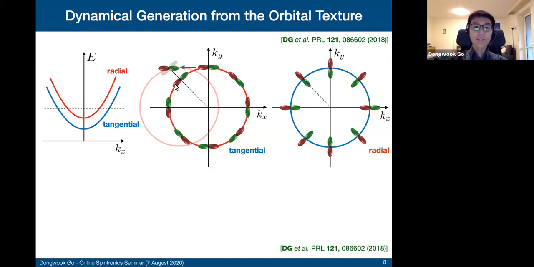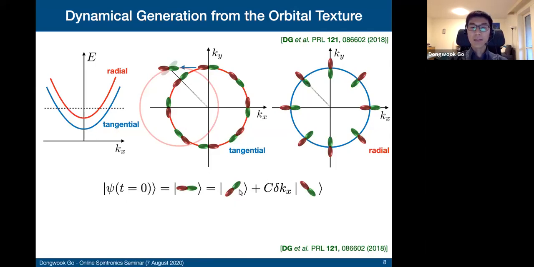eigenaxis. So in equation, you can write down this wave function as a superposition of two eigenstates, the tangential eigenstate and the radial eigenstate, and this coefficient will depend on the change of k caused by the electric field. So as time goes on, they will separately evolve under Hamiltonian evolution.